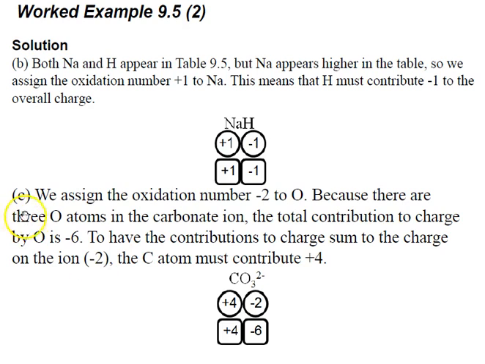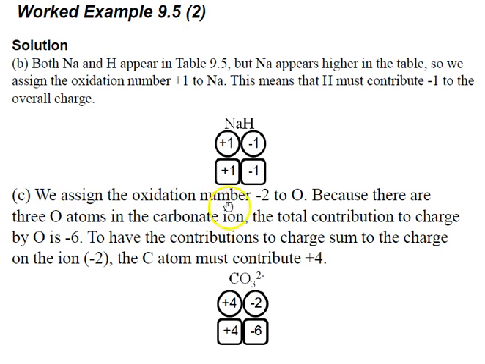So let's continue on and look at this third one, which is an ion. Now, the first 2 that we've looked at, we needed to have an overall neutral charge. When you have an ion, you want your overall oxidation numbers to add up to the overall charge of your ion. So this is -2.